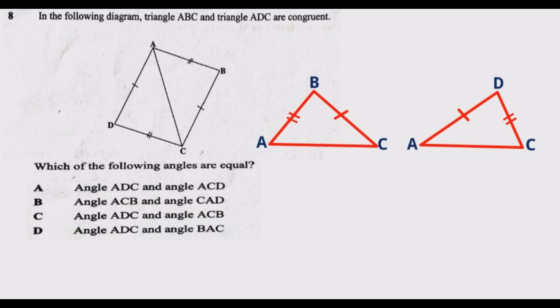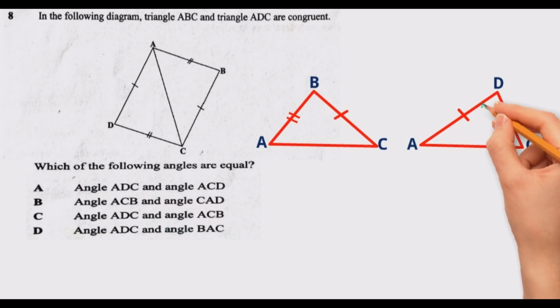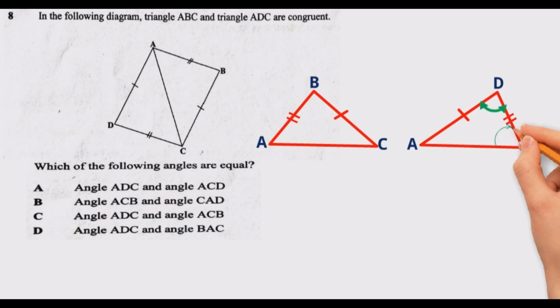Let's look at answer A, which is angle ADC and angle ACD. When you look at angle ADC and angle ACD, these angles are found on the same triangle. Therefore, we can't choose these as correct answers.